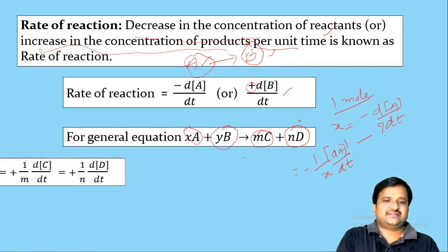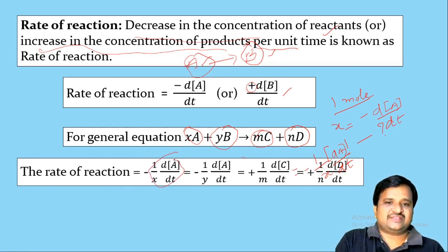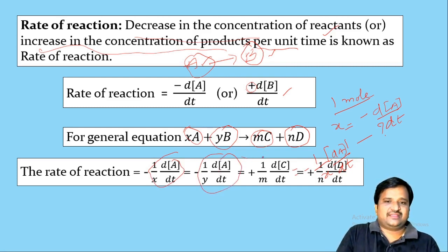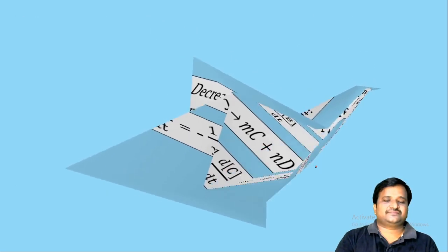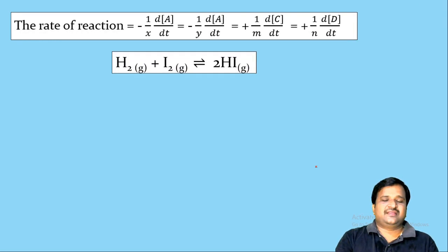So this is the rate of reaction with respect to A, -1/x; with respect to B, -1/y; with respect to C, +1/m; and with respect to D, +1/n. So for any chemical reaction, we can write the rate of reaction like this. This is the rate of reaction for the general equation.